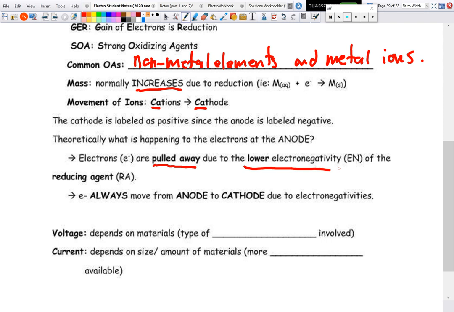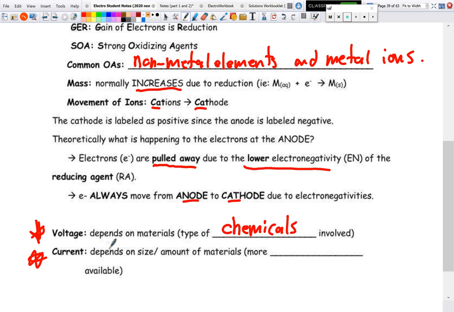The driving force behind this is the electronegativity of the reacting species. So electrons always move from anode to cathode. Now, speaking of the voltage and the current, the voltage depends on the materials used or the type of chemicals involved. So our next lesson, the one that's going to be right after this one, is we look at the potential difference, so how to calculate the voltage.